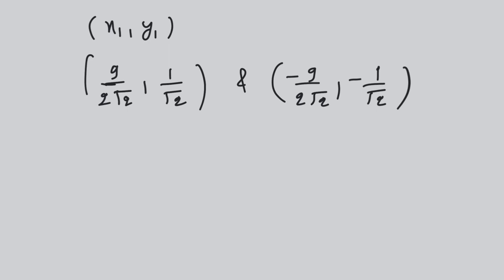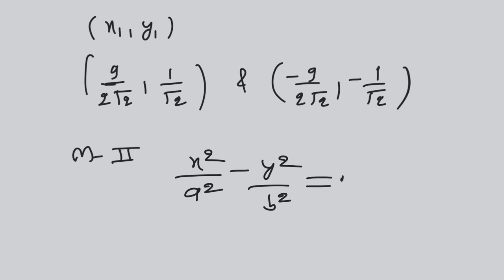One more method we can apply, method 2. Suppose we must know the parametric coordinates on the hyperbola x square upon a square minus y square upon b square equals 1. The parametric coordinates on the hyperbola are given by a sec theta, b tan theta. Okay, you must know that.